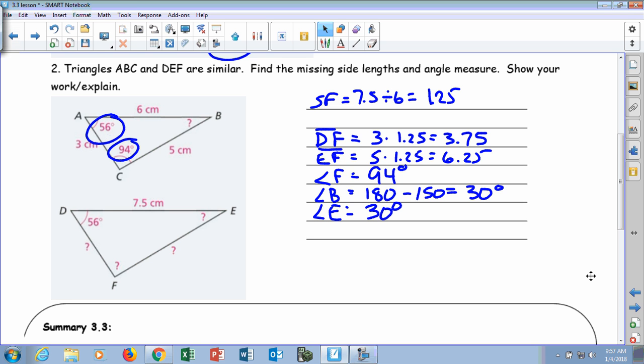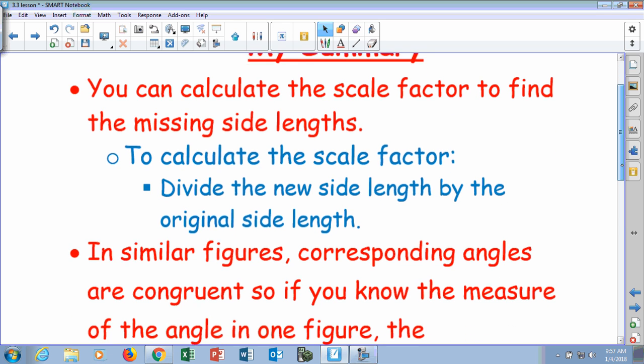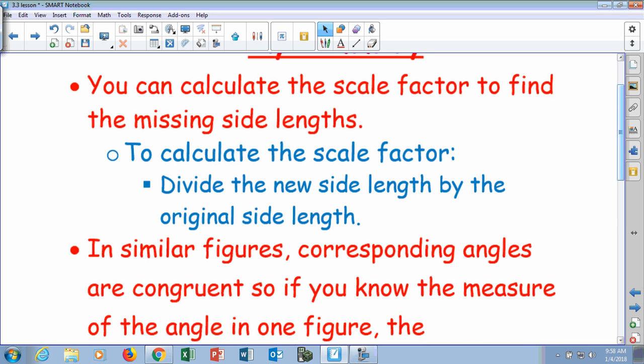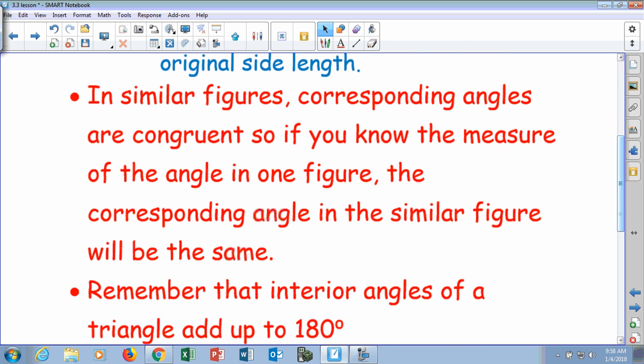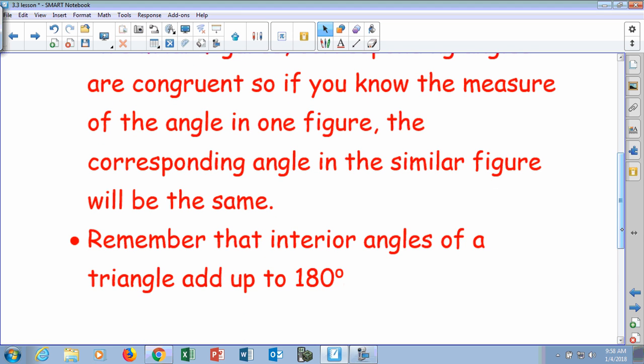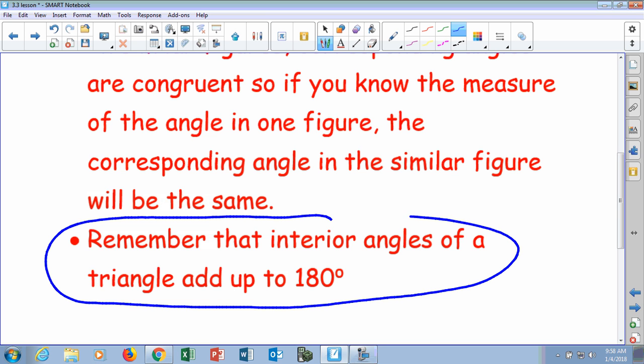All right, so we go to the summary. So again, you can calculate the scale factor to find the missing sides. Whether we go from big to small or small to big, right? And then in similar figures, the corresponding sides or angles are congruent. So if you know the measure of one angle in the one figure, the corresponding angle of the similar figure is the same angle, right? This is what we've been kind of working since investigation 2. And again, this was a big one. This helped you solve that one. The interior angles of a triangle have to add up to 180 degrees.